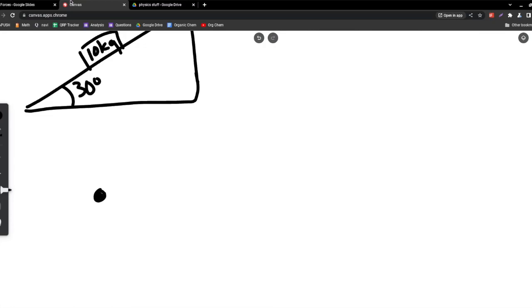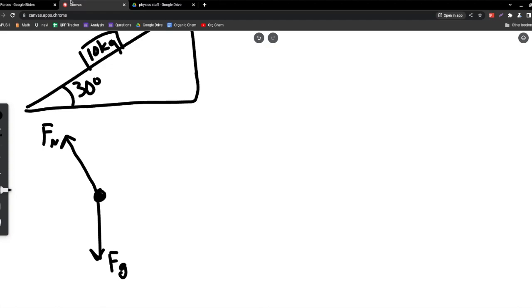So, the gravitational force is always going to act downwards, even if it's on an inclined surface, but we cannot say the same thing for the normal force. And in this case, the normal force is going to look like that, because the surface isn't horizontal anymore. And then we realize there aren't any other forces acting on this box. So, in that case, how do we do this question?